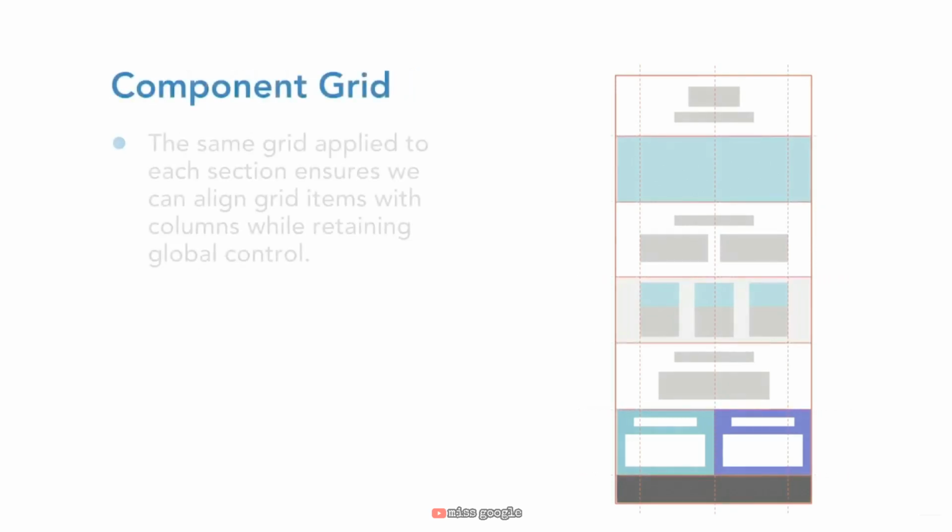The solution is to apply the same grid to each section, effectively making a list of matching grids. That way, we can align the contents within each section to the grid, since they are grid items, while at the same time controlling the overall layout because all the grids are controlled using the same CSS rule. Got it? All right, let's get this working in real life.